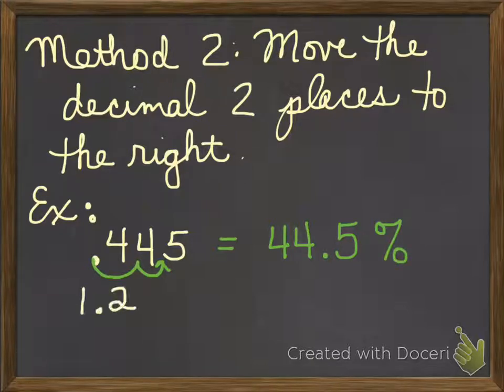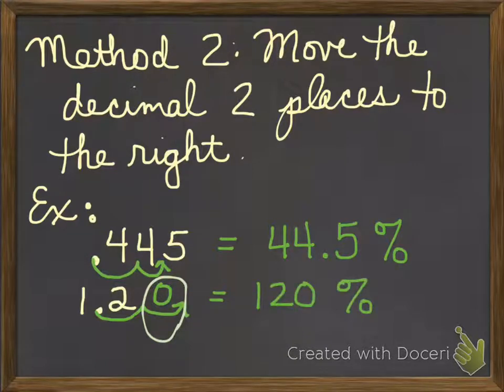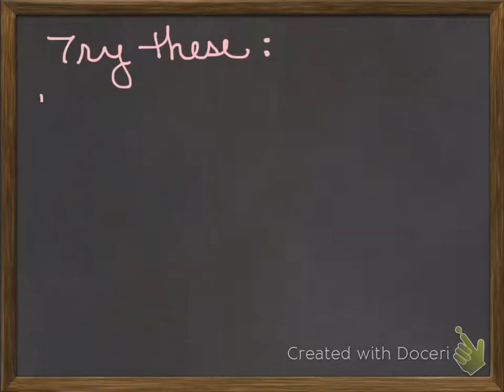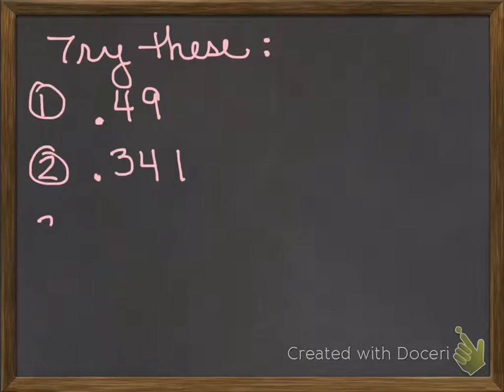Let's do that again. 1.2. I'm going to move my decimal 2 places to the right. Now this one's a little bit different because I don't have anything right here. So I've got to put in a 0 for a placeholder. Then I rewrite my number 120%. You try some. Go ahead and pause the video, change these decimals to percents, and come back, check your answers.